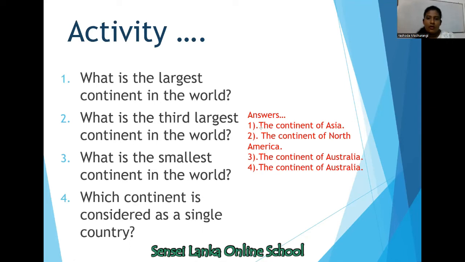It is the continent of Asia. Second one, what is the third largest continent in the world? The continent of North America is the answer. What is the smallest continent in the world? It is the continent of Australia.